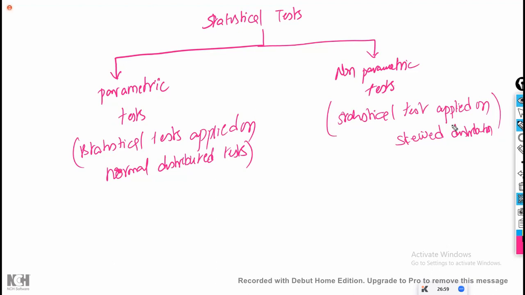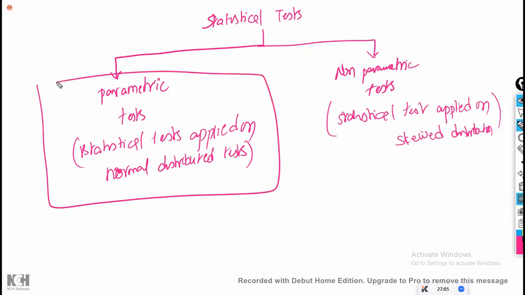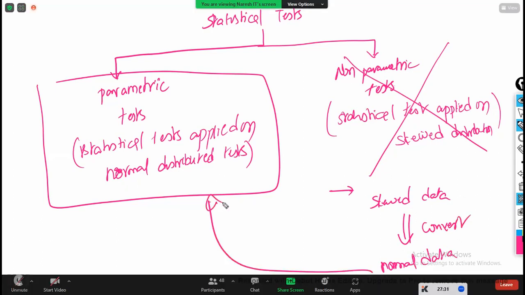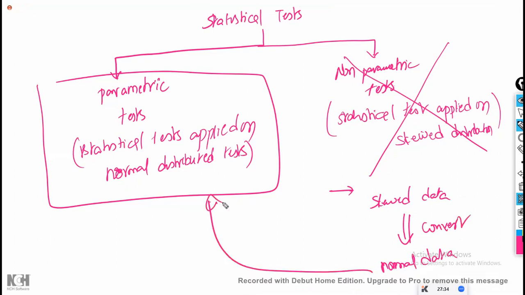And here we are going to learn the parametric tests. We are not going to learn the non-parametric tests. Why? Again, the question why? The answer is very simple. If the data is skewed, are we simply going to ignore it? No. First we'll convert the data to normal, and then we'll apply the parametric test. Instead of learning the non-parametric test, first we'll convert and then we'll apply the parametric test.